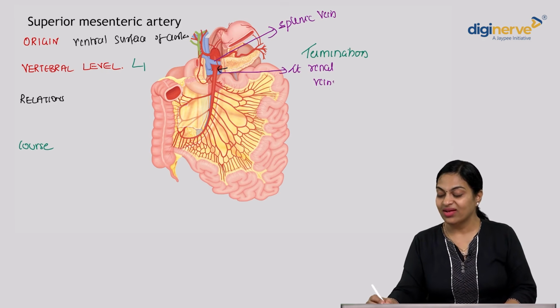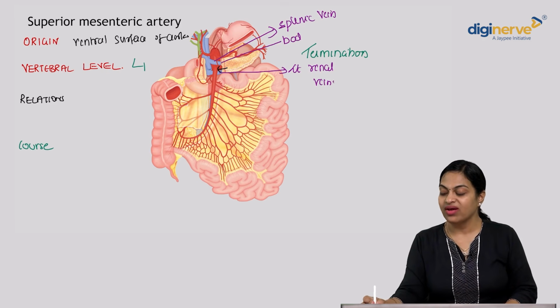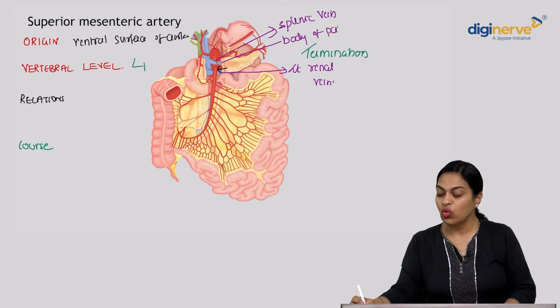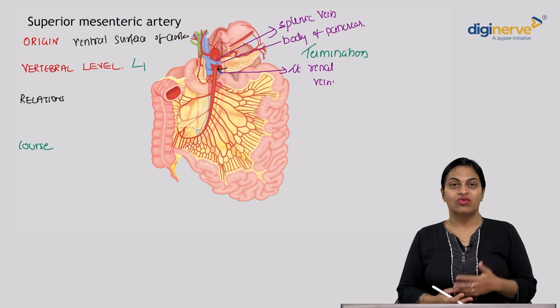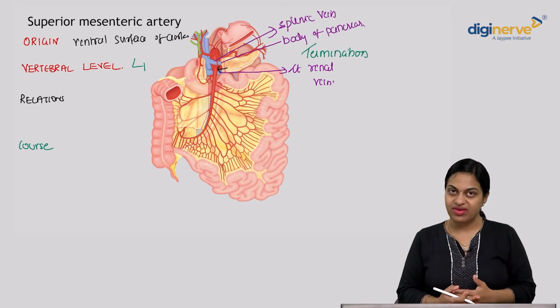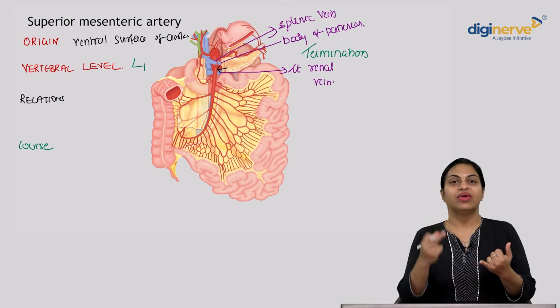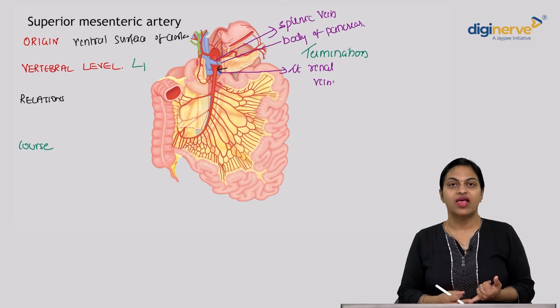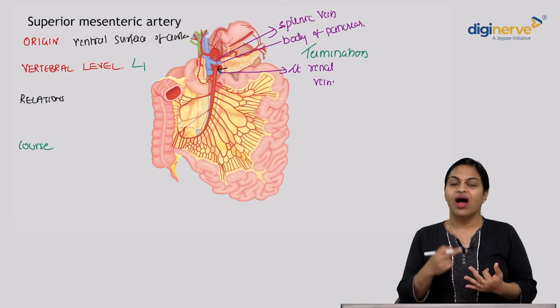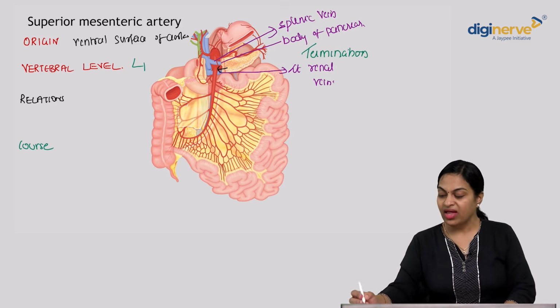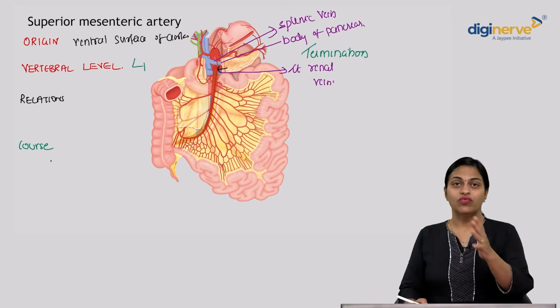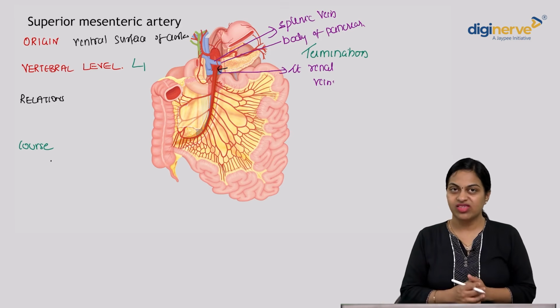And you can see that the body of the pancreas has been removed to show the origin of the superior mesenteric artery. So the origin of the superior mesenteric artery lies behind the body of the pancreas, below the splenic vein, above the left renal vein. Important relations. And we can see that the course of the superior mesenteric artery is very interesting and important.